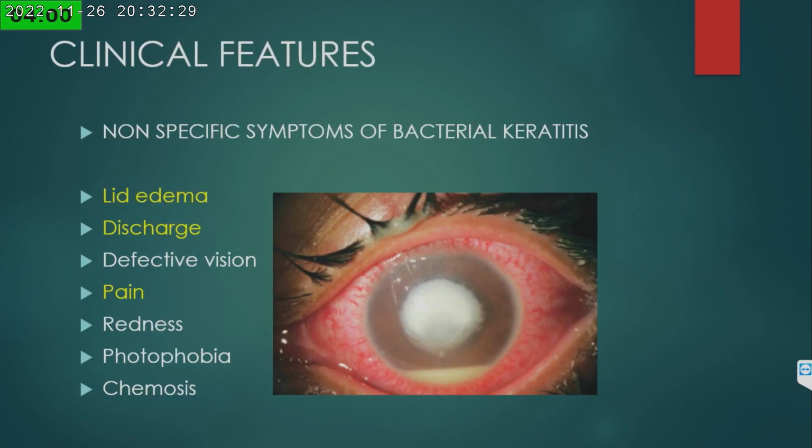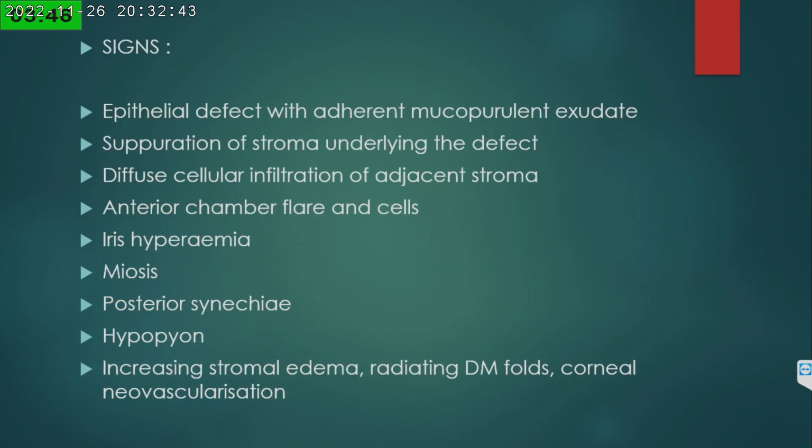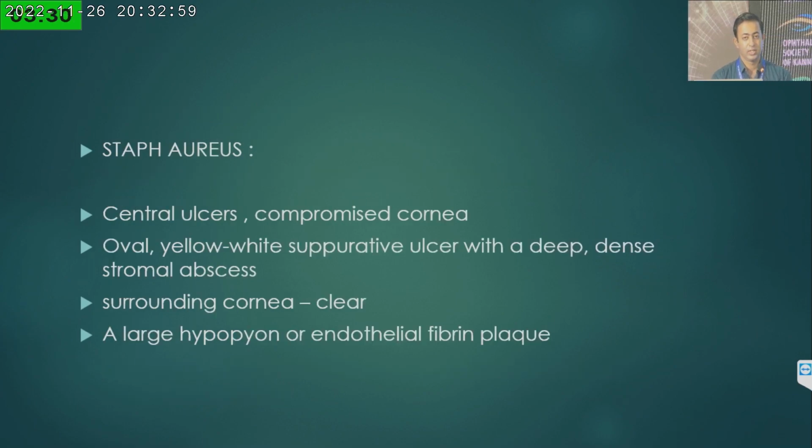Coming to the clinical features of bacterial keratitis, the thing to remember is that the patient usually presents with more symptoms, like severe lid edema, discharge, pain and defective vision, associated with redness, photophobia and chemosis. Signs include adherent mucopurulent discharge with underlying separation of the stroma, adjacent cellular infiltration, iris signs like miosis associated with posterior synechiae, and sometimes a hypopyon. Then the typical features of each type of bacteria.